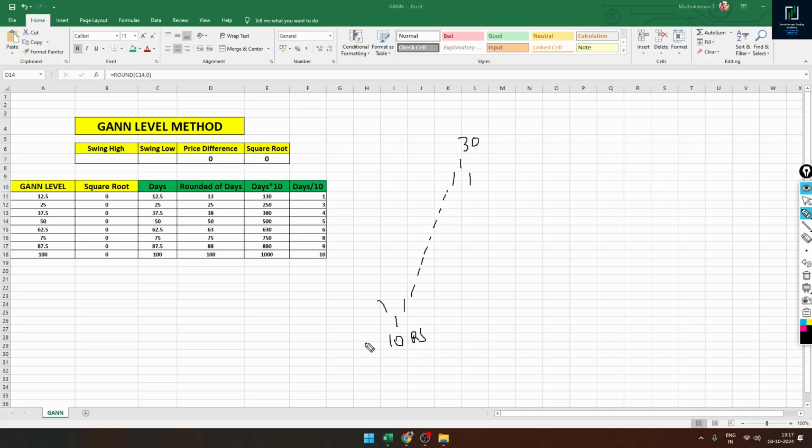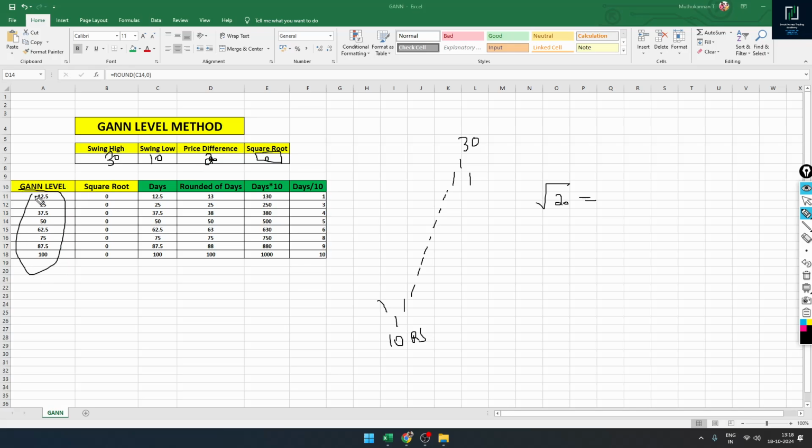So what I'm going to do here is put 10 rupees in the low and 30 rupees in the high. So the difference will be 20, right? The formula will be the square root of 20. Whatever value comes, that will be plotted here, and that value we are multiplying with the Gann levels.